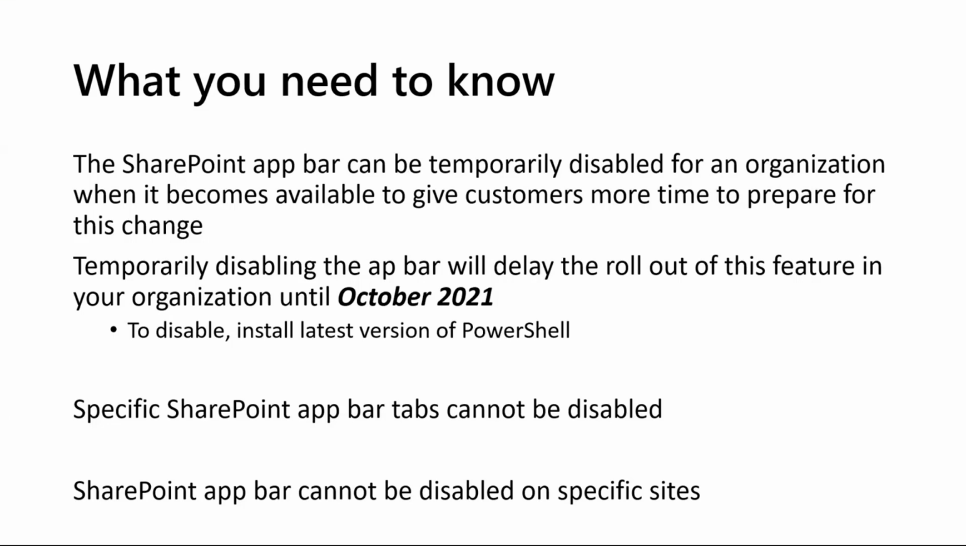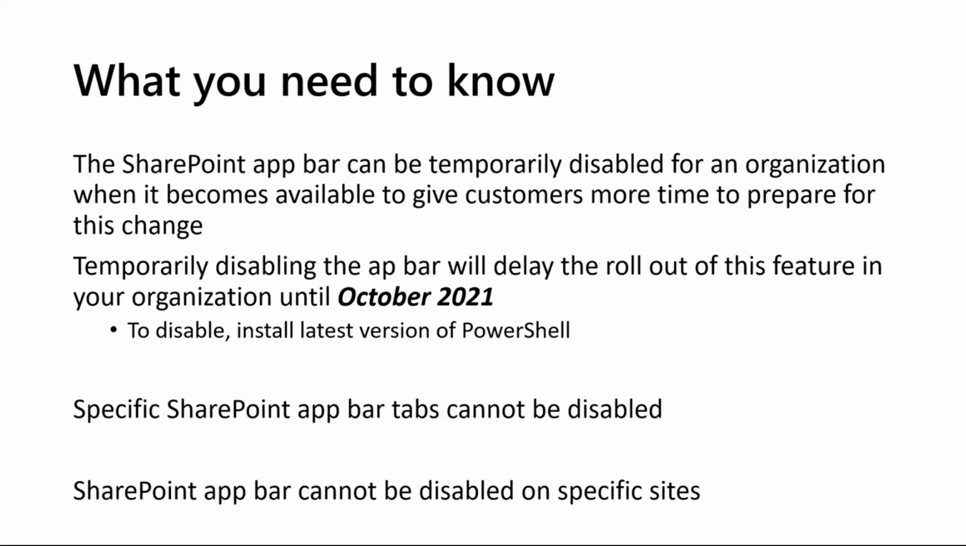But we understand that some organizations might have their own implementation. So for that reason, what we're allowing you to do is to temporarily disable the app bar when it comes out. Once we put out the message center post, it will include instructions for disabling it for your tenant, but it is a temporary disable. It's even the command name. It's a way to delay the rollout of the feature. Right now we're giving the timeline of October 2021, and we will let you know as we get closer to that date. We'll send you reminders and message center posts to alert you of that. But that is our plan.